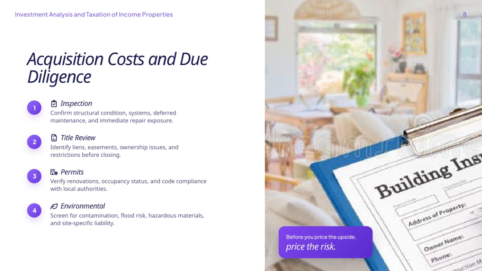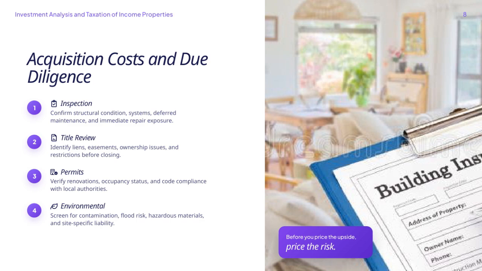Then we move on to permits. Checking with local authorities to verify any renovations, the occupancy status, and compliance with building codes is crucial. This step helps avoid legal issues and fines that could arise from noncompliance.